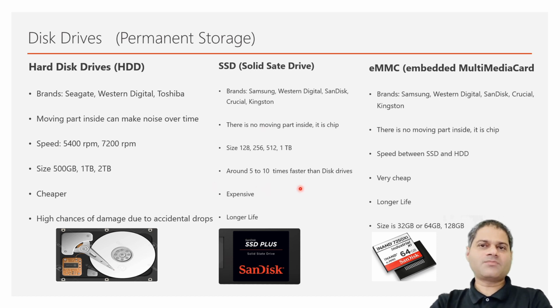Another type of disk is eMMC, Embedded Multimedia Card. It comes normally with cheaper laptops and its performance ranges between HDD and SSD. It is chip based and comes in small sizes like 32 GB, 64 GB, and so on.